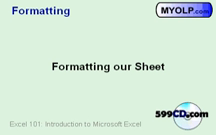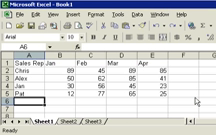Now that we know how to get data into our spreadsheet, and we know how to edit our data if we make a mistake, let's see how we can format our sheet to make it look a little more professional. The first thing that I'd like to change is the way that the columns line up. Notice that January and February and March and April don't line up over the numbers that they represent.